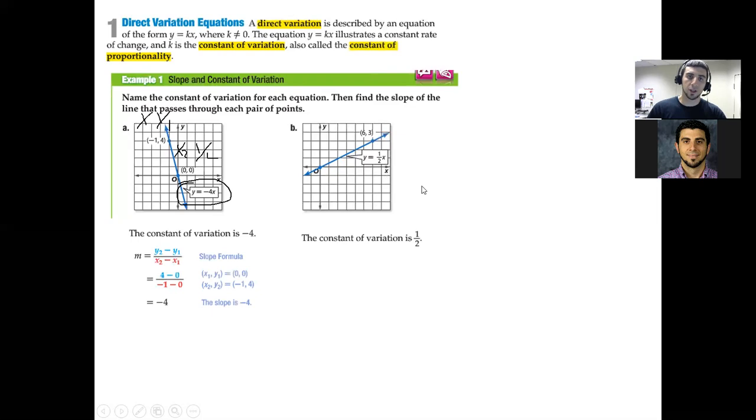So here the constant of variation is a half because it's the number in front of x in the direct variation equation. And we do the slope formula. Notice that this point isn't labeled, but it's at the origin, so I know that its coordinates are 0, 0. So I do 3 minus 0, that's the change in y. And then 6 minus 0 is the change in x. And you get 3 over 6, which reduces to 1/2.